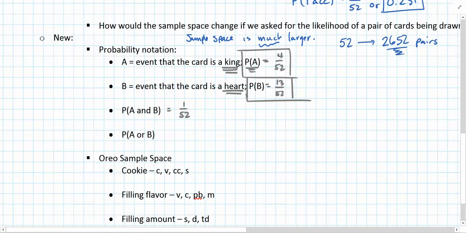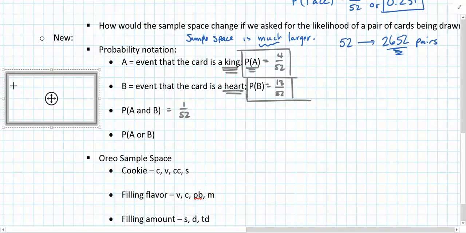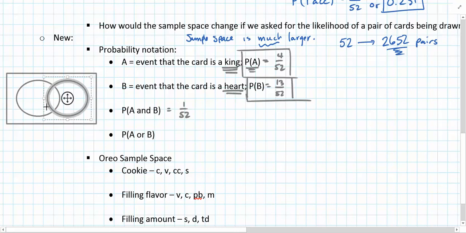Now what I want to show you about these last 2 bullet points is that we can display these using a visual method called a Venn diagram. And I'm sure you've seen Venn diagrams before in perhaps an English class. You might have seen them in your math class as well. But they look something like this. We can use them to help describe probabilities as well.